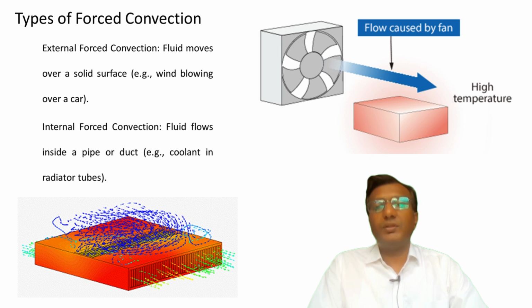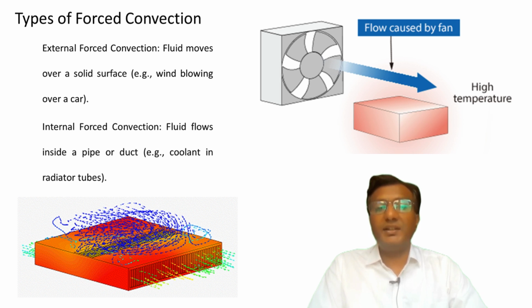Internal forced convection, on the other hand, involves the fluid flowing inside a confined space, like coolant moving through radiator tubes or the tubes in heat exchangers. This type is critical in systems requiring efficient heat transfer within ducts or pipes. Both types rely on external devices to drive the fluid motion, enhancing the heat transfer compared to natural convection. For example, in a car's cooling system, the internal convection in the radiator tubes and the external convection over the radiator fins work together.